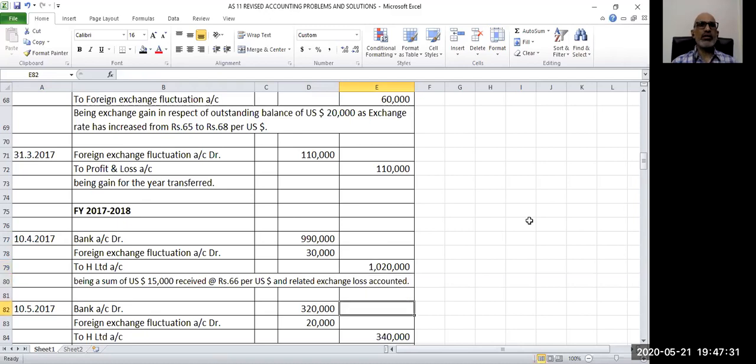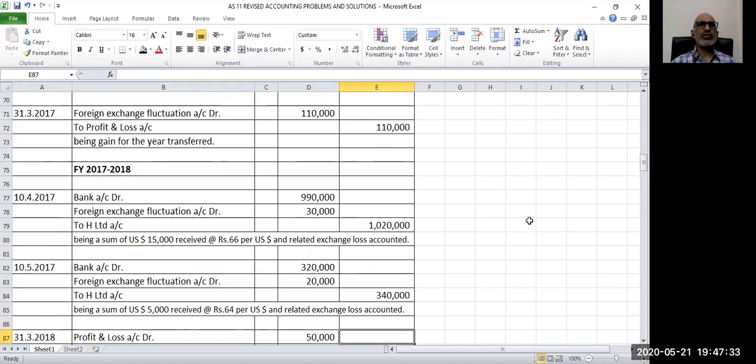Then going further, on 10th March, we have received the balance payment, which was $5,000. This time the dollar is valued at 64. So again, from 68 to 64, 4 rupees per dollar is a loss. We have received $5,000 and we have to account for loss at the rate of 4 rupees per dollar. How do we structure the entry?